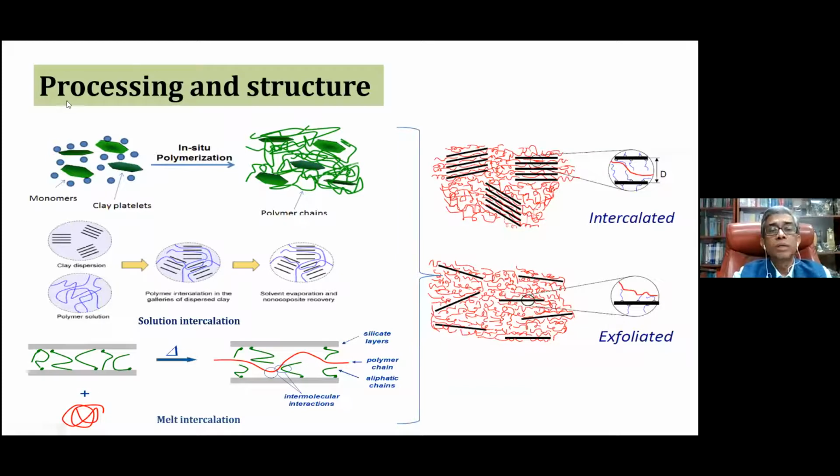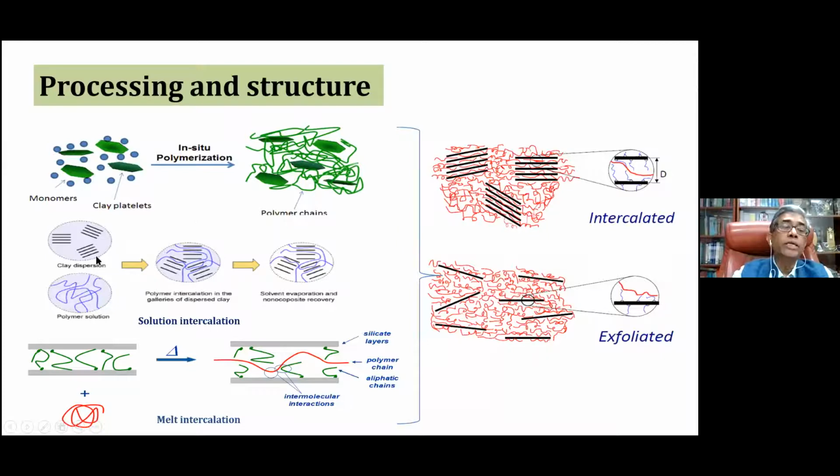So you have the clay, and we have monomer, and we are polymerizing. When you are polymerizing, you get this polymer chain, and this clay is in between. So you prepare an in situ polymer nanocomposite by that process. What is the other way? This is also a very common way people try.